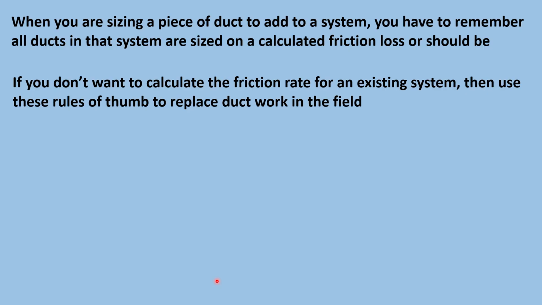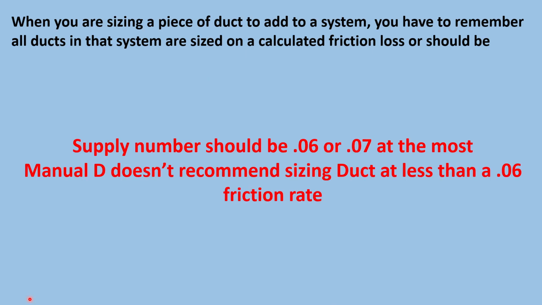If you don't want to calculate the friction rate for an existing system, then use these rules of thumb to replace ductwork in the field. And again, this isn't to do a whole house. I would do the calculation sheet if you're doing a manual D anyway. But supply number should be 0.06 or 0.07 at the most.